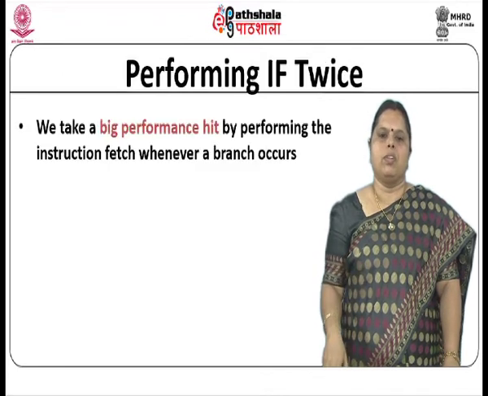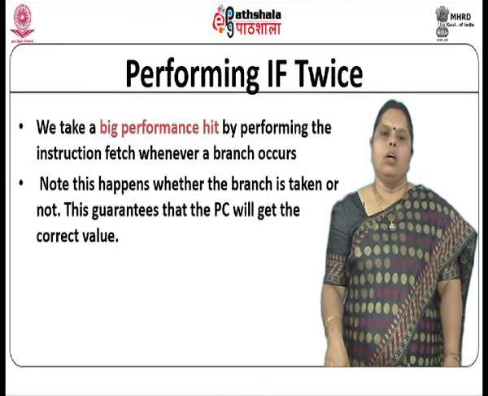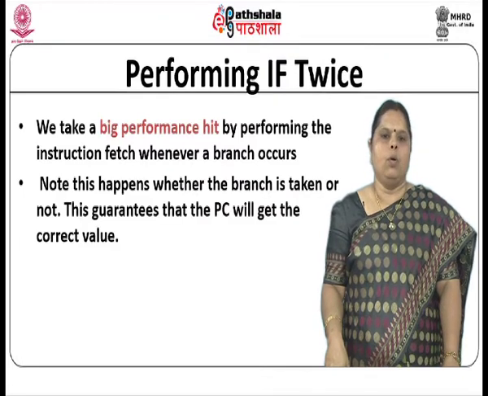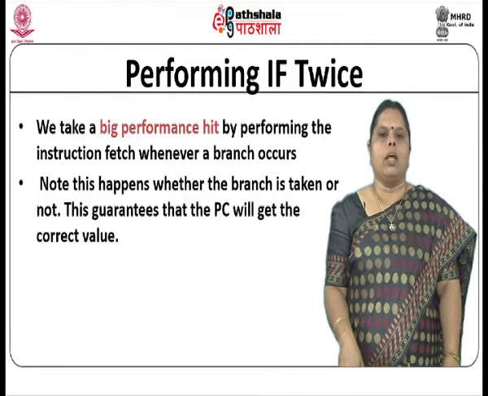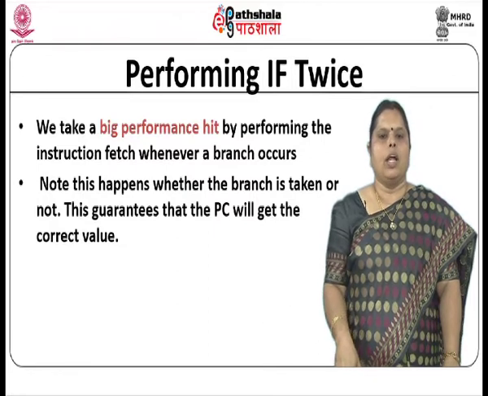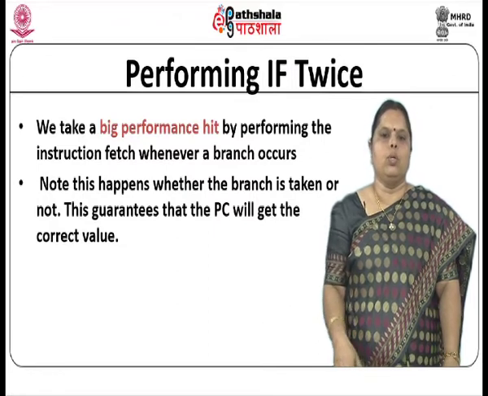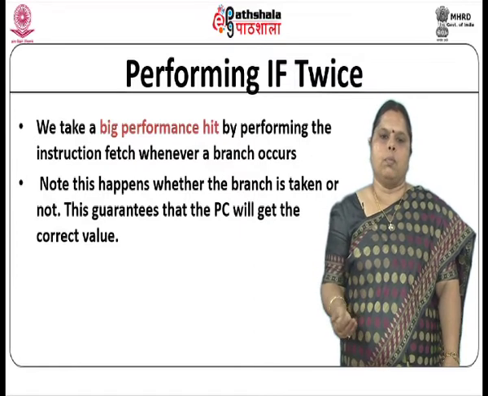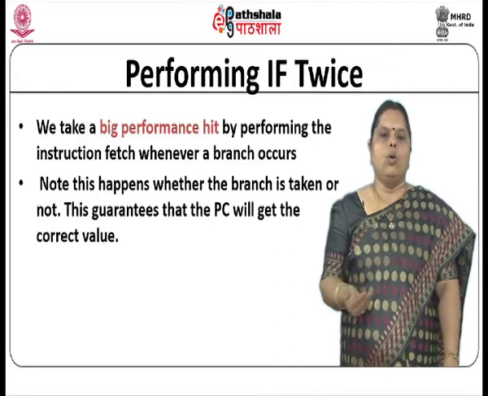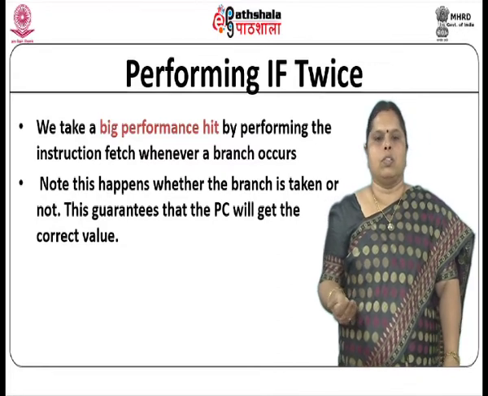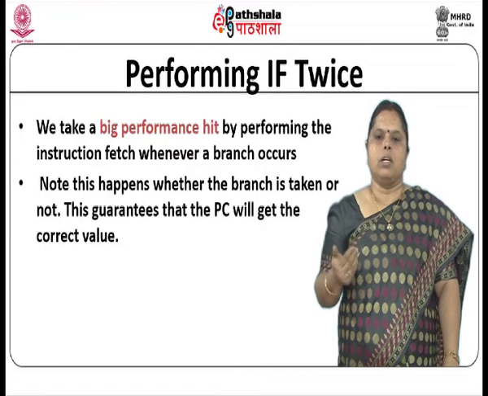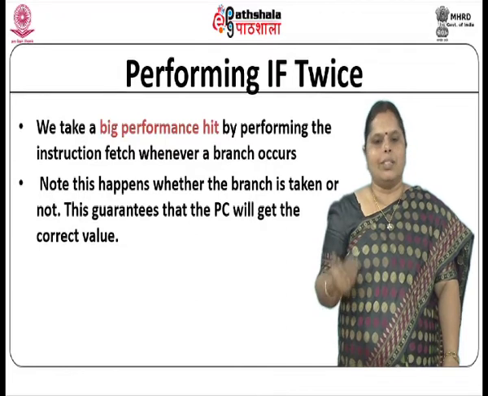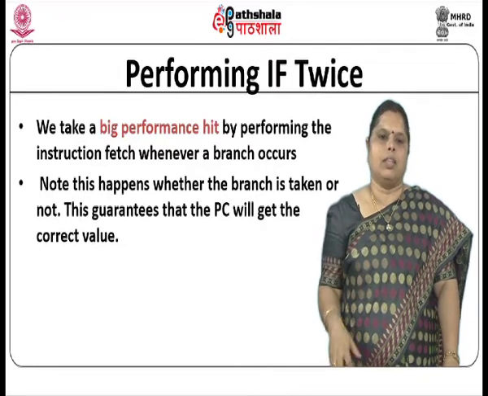So, what about the first option? If you look at the first option, where you either stall the pipeline till the branch gets resolved, or every time a branch comes in you do the instruction fetch again, irrespective of whether the branch is taken or not, you are going to take a major hit in performance, because this happens whether the branch is taken or not. But this guarantees that the PC will always get the correct value.